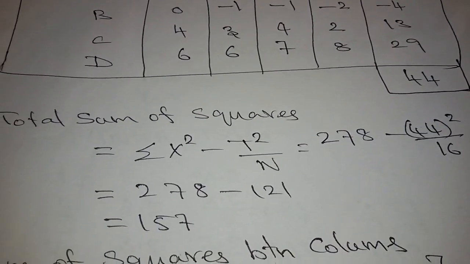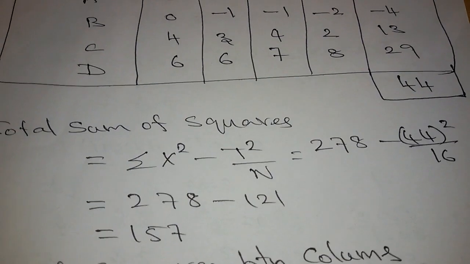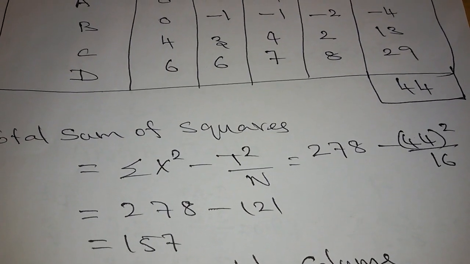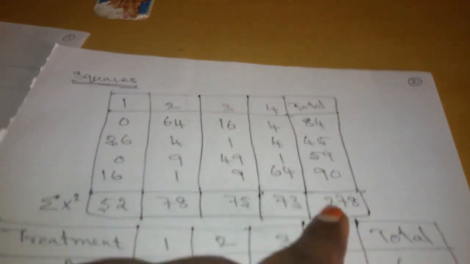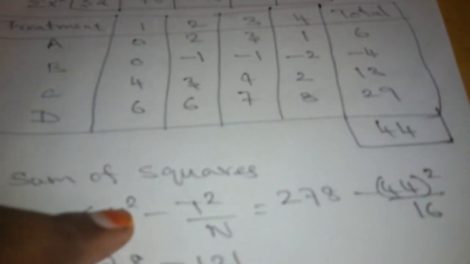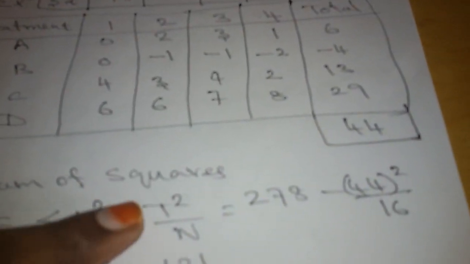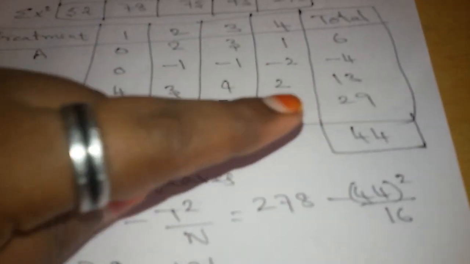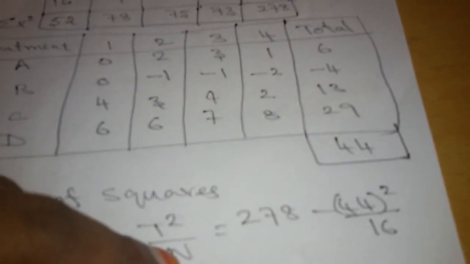Next you have to find the total sum of squares. Total sum of squares is summation x squared minus T squared by n. T squared by n is nothing but the correction factor. Summation x squared is 278. 278 minus the correction factor: T squared is 44 whole squared, divided by n, the number of data, which is 16. So you get the value 157 here.